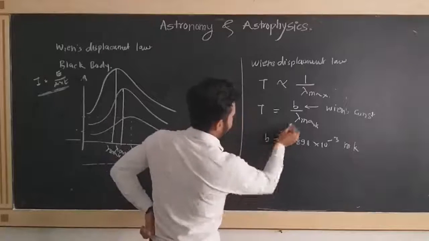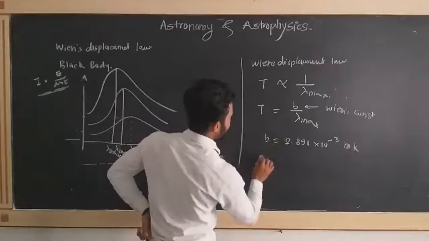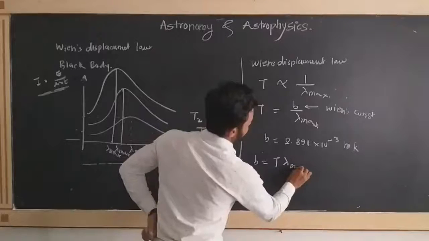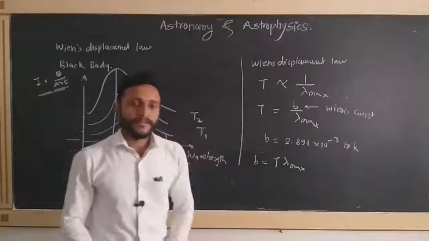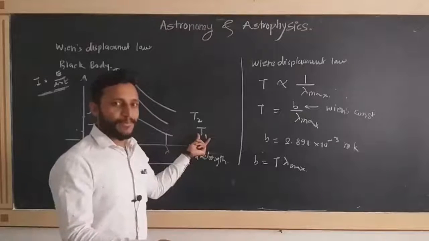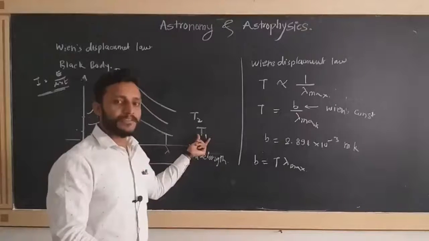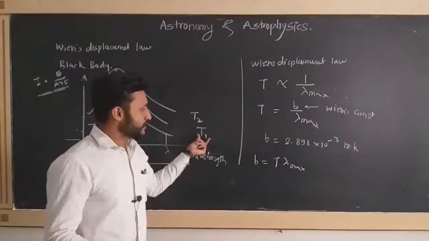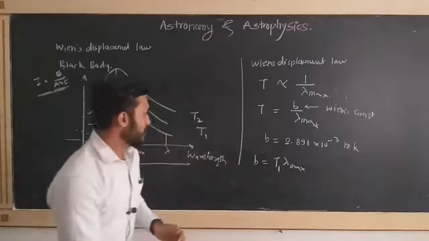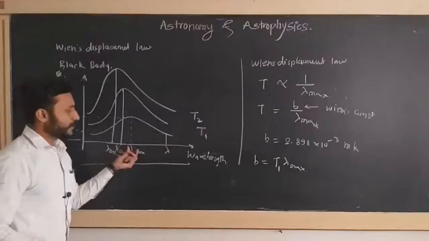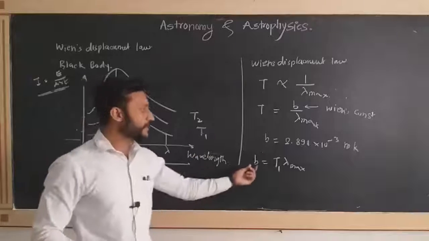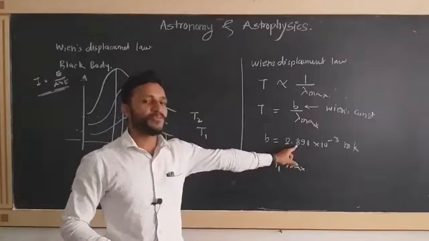Therefore, we can write from this equation, B is equal to T into lambda max. So if T1 is the temperature given to the black body, and the black body emits radiations, then at this T1 the lambda max is here, and if you take the product of T1 and lambda max, you will get the constant B, which is nearly equal to this.